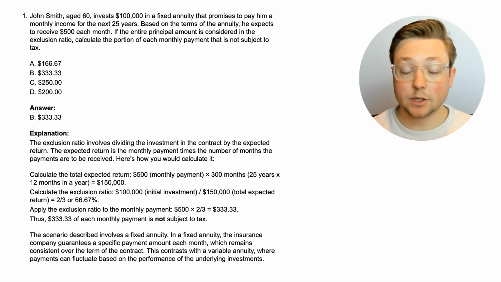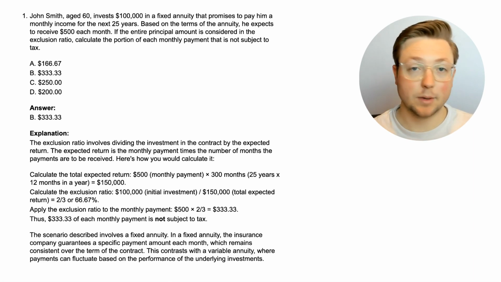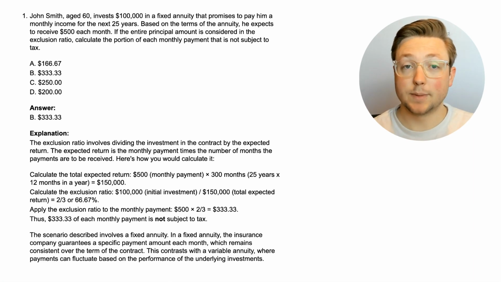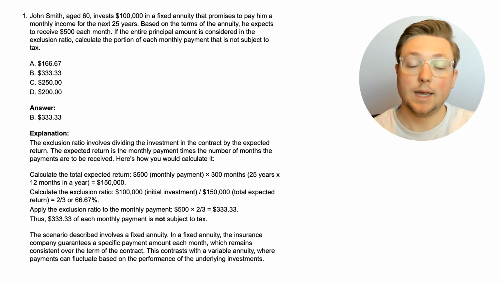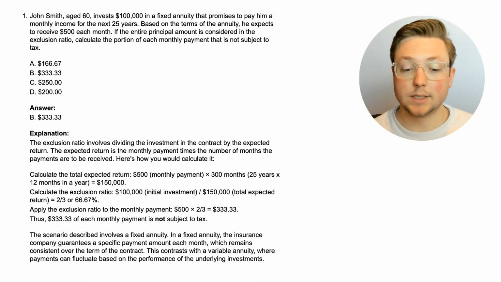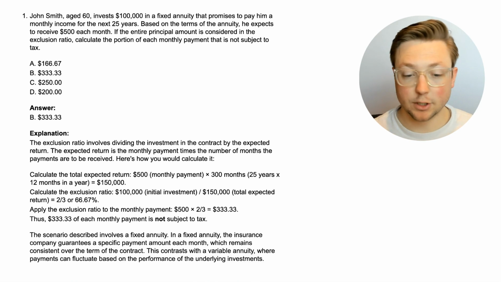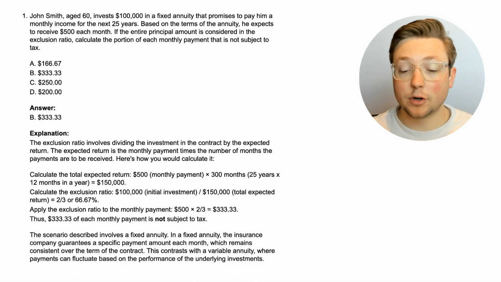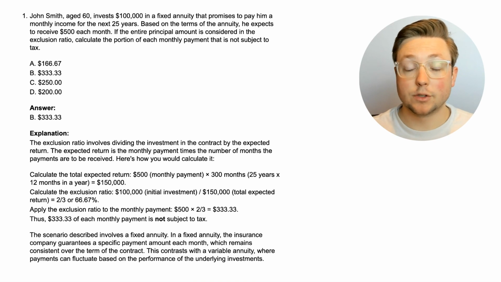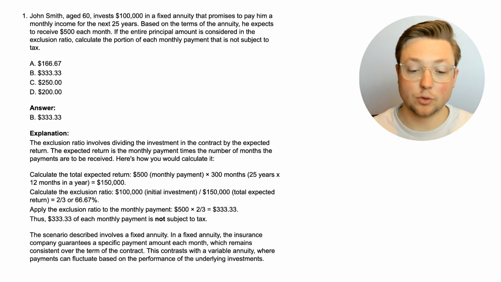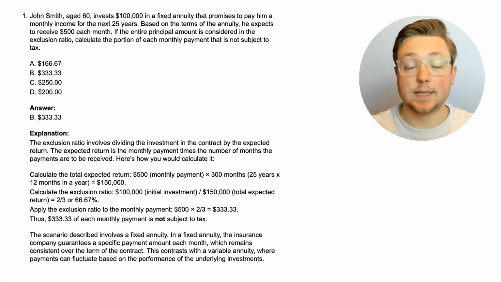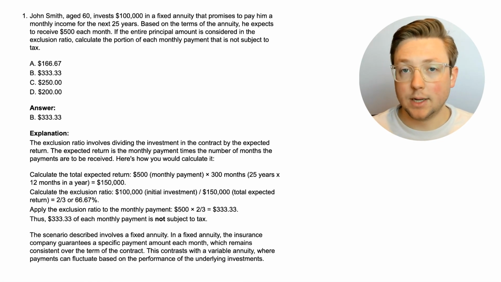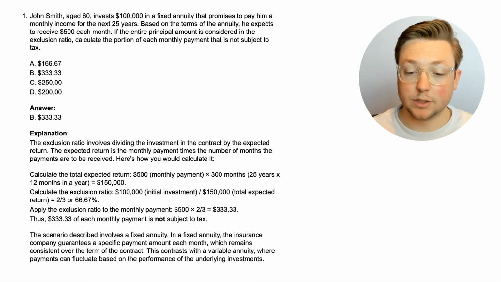And then you calculate the exclusion ratio by taking the initial investment, which is $100,000, that's the money that they put in, divided by the total expected return of $150,000, and that gives you a 2/3 or a 66.67% exclusion ratio. We apply the exclusion ratio to the monthly payment, so that means out of the $500, $333.33 of that is not subject to tax. It's excluded from tax. So why is that? That's because it's technically a return of capital. And we're going to learn about that in future questions, so keep that in mind.